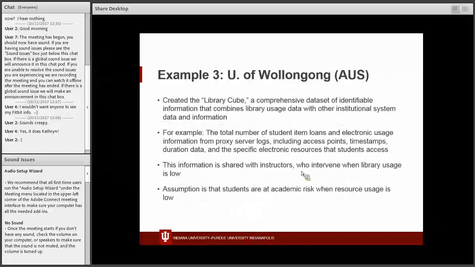And then the University of Wollongong is a really interesting one because they created their own kind of data warehouse with library system data and imported some other student information system data. And they looked at the total number of student item loans and electronic usage information from proxy logs and access points and timestamps and all this stuff. And they actually shared the analytics with the instructor. So they made an assumption that students are at academic risk when resource usage is low. So when resource usage is low, it's time for an intervention.